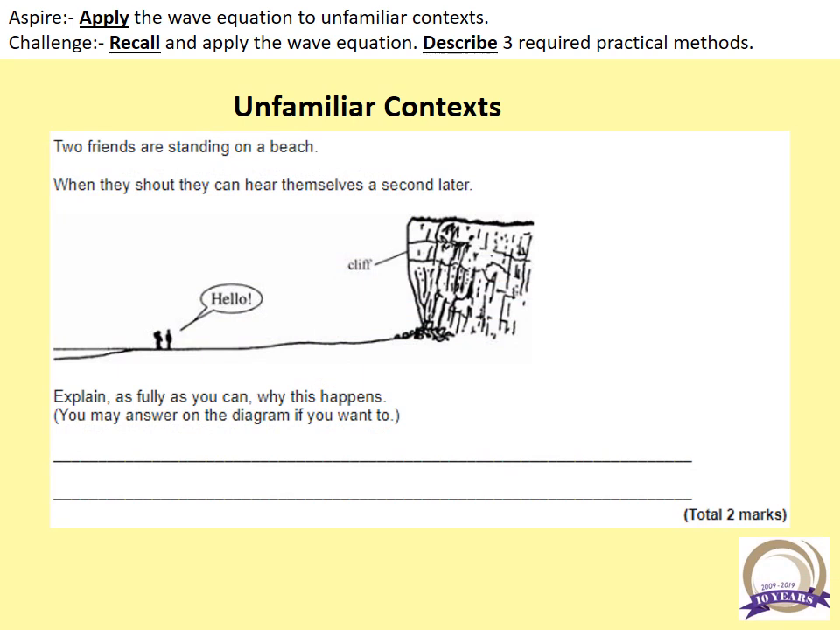Okay, so just got an unfamiliar context here. Diagram of a cliff, two people, one shouts hello, and then they hear themselves 1 second later. A second later means 1 second. So explain as fully as you can why this happens. You may answer on the diagram if you want to. So I'm just going to give you 20 seconds-ish thinking time, then I'm going to talk you through it and then extend the question a little bit. Just 5 seconds.